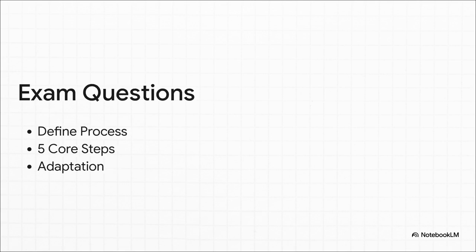You are definitely going to want to take a screenshot right here. These are the key exam questions you really need to master. 1. Define a software process and list its benefits. 2. List and explain the 5 generic framework activities. 3. Explain the exact role of umbrella activities. And 4. Explain why process adaptation is necessary, making sure you use real-world examples. Honestly, if you can answer these 4 questions confidently, you are in great shape.